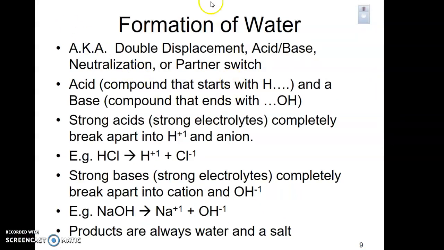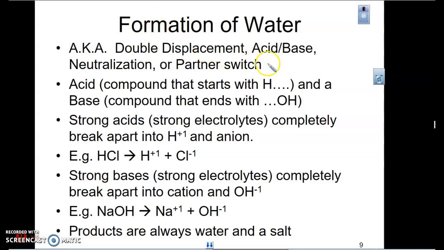All right, there's also double displacement when we have an acid and a base. It's also called neutralization or partner switch. There's a lot of different names for it. It's kind of an overriding name. Specifically, though, an acid base. To know if that's an acid base, first of all, it has to be an acid, and that's going to be H something: HCl, H2SO4, HNO3, HBr. And then you're going to have a base, and that's something with an OH. So sodium hydroxide, calcium hydroxide, you get the idea.